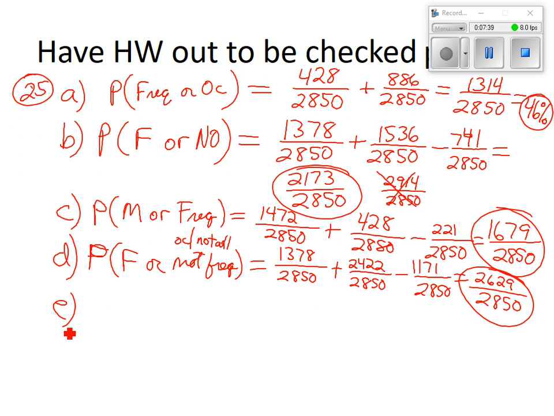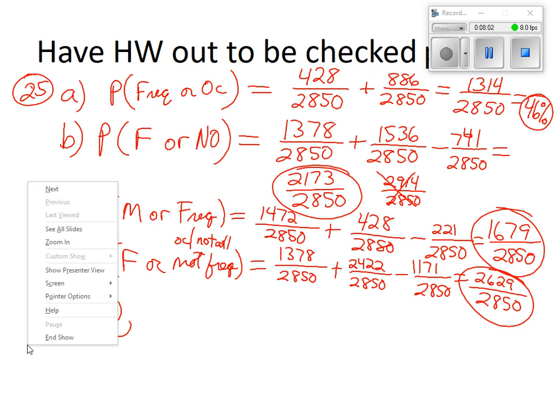E, are the events being female and being frequently involved in charity work mutually exclusive? No. How come? They can both occur. All right, you can be female and frequently involved. They can both occur at the same time. Other questions?